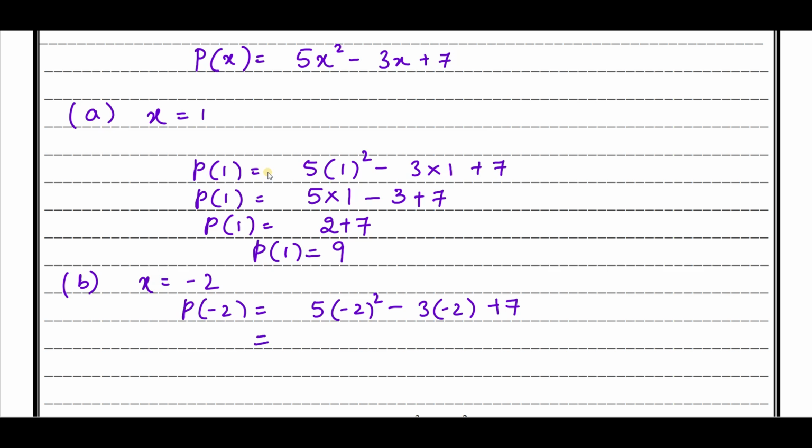Now minus 2 square is what? Minus 2 into minus 2 is plus 4. 5 into 4. Now minus into minus is plus. 3 2s are 6 plus 7. Now 5 4s are 20 plus 6 plus 7 is 13. Now 20 plus 13 is 33. Now p of minus 2 is what? The value of polynomial at x equals minus 2 is 33.